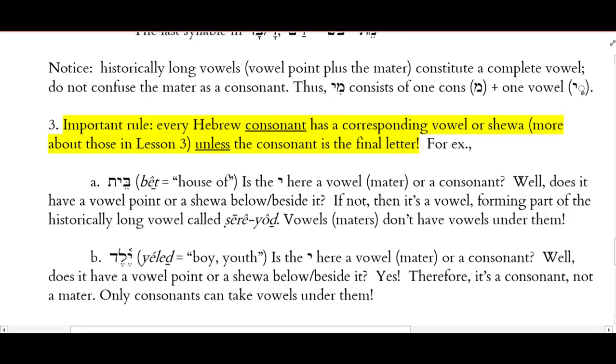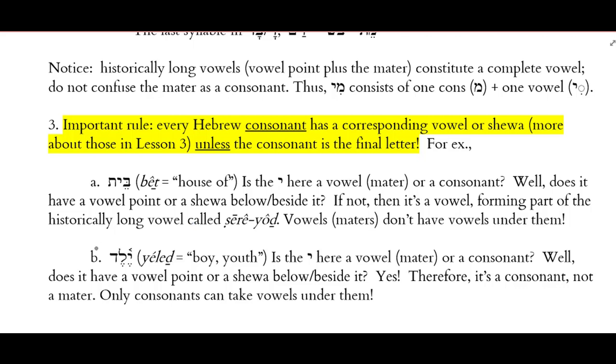So that little circle there doesn't really stand for anything. It's just a placeholder waiting for a Hebrew consonant to be put in there to accompany that vowel. Now, point number 3 here is a very important rule. Every Hebrew consonant in a Hebrew word has a corresponding vowel or a symbol called a shava, which we're going to see in lesson 3, unless the consonant's the final letter.